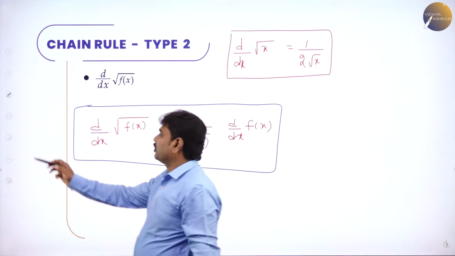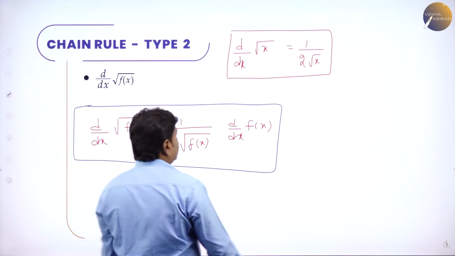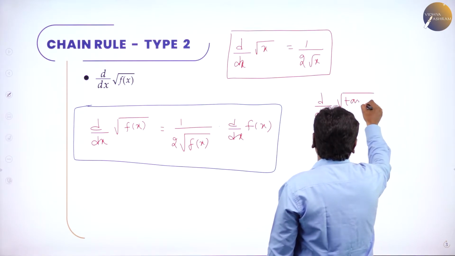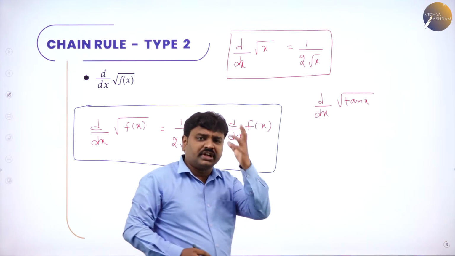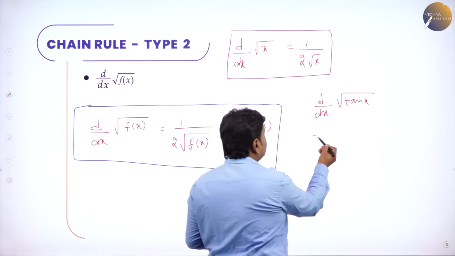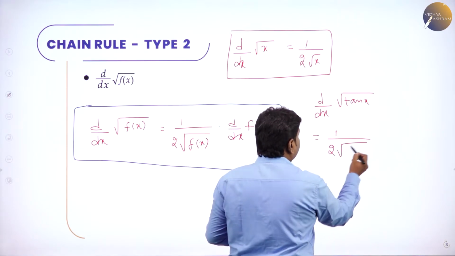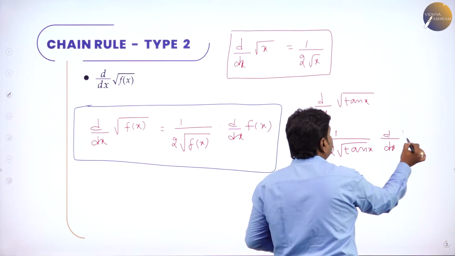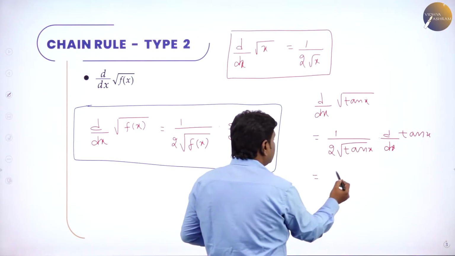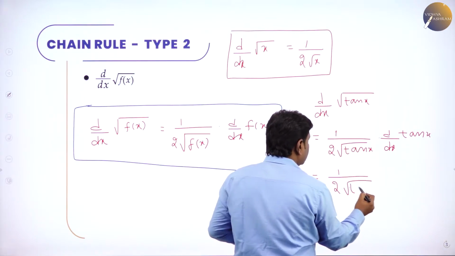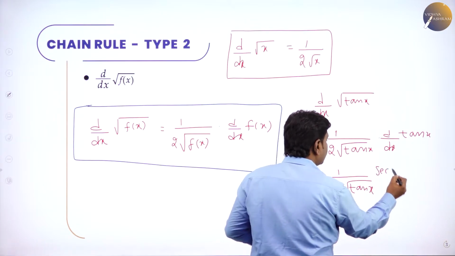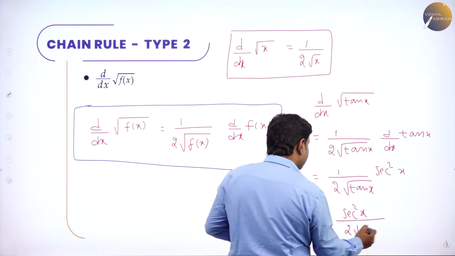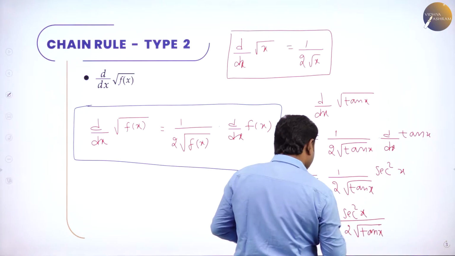Let us consider one example for this. I'll take d by dx of root tan x. All of you know it is in the form root f of x. So the derivative of root f of x is 1 by 2 root f of x, into d by dx of the internal function. What is inside? Tan x. So finally you will get 1 by 2 root tan x into the derivative of tan x, which is secant square x. The final answer is secant square x divided by 2 root tan x. This is the value of dy by dx.